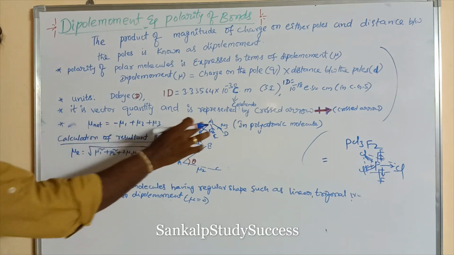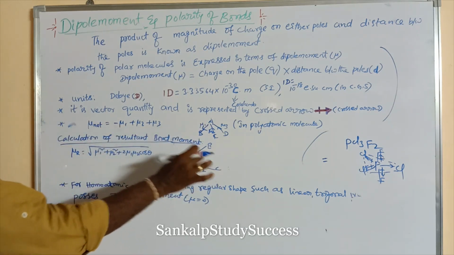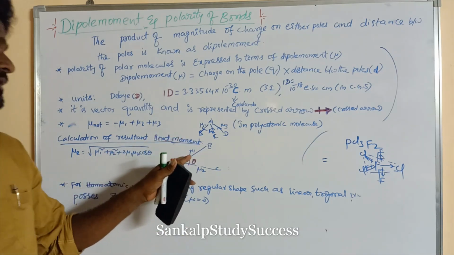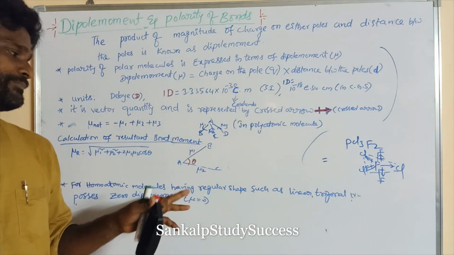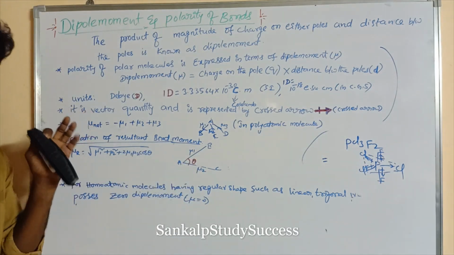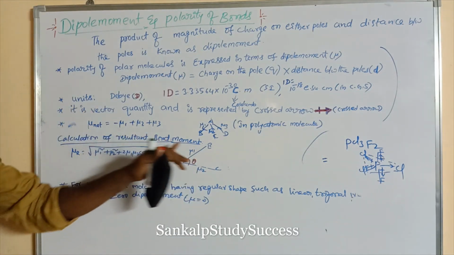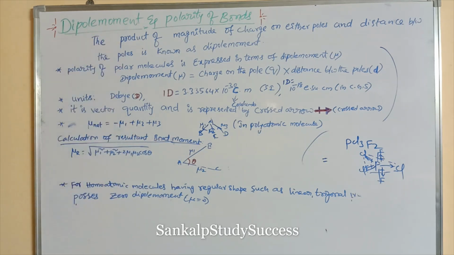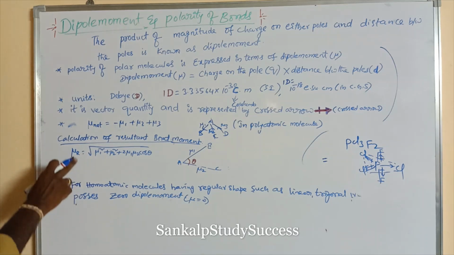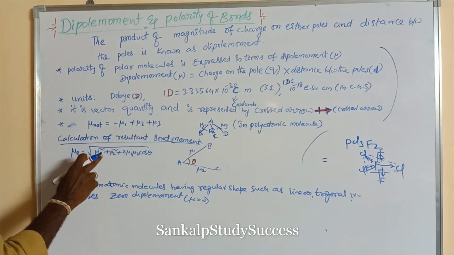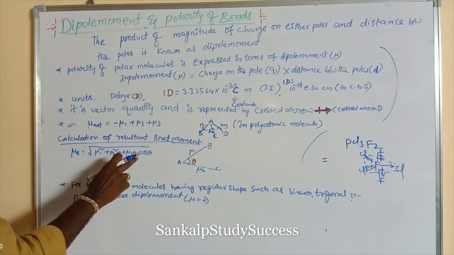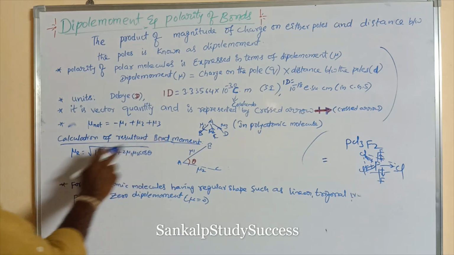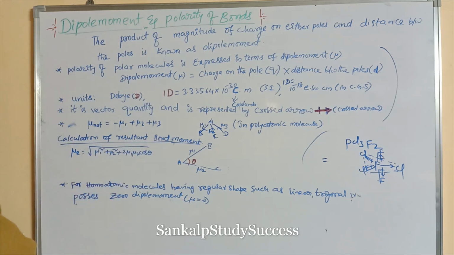When two polar bonds are inclined at angle theta and their dipole moments are mu1 and mu2 respectively, the resultant dipole moment mu r is equal to the square root of mu1 square plus mu2 square plus 2 mu1 mu2 cos theta. So this is the net dipole moment.